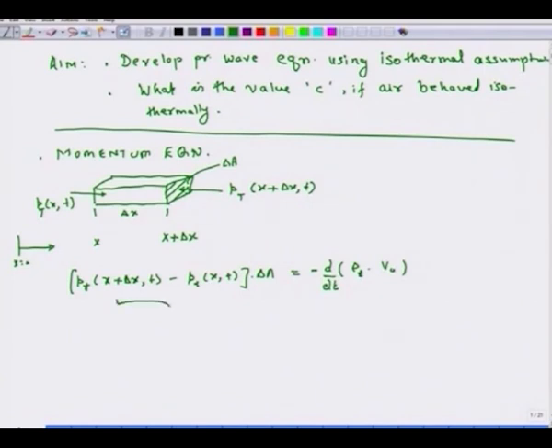So, once again, this is my external force, and this is the rate of change of momentum. So, this is essentially Newton's second law, and this equation we had seen earlier that we were able to simplify to this form.